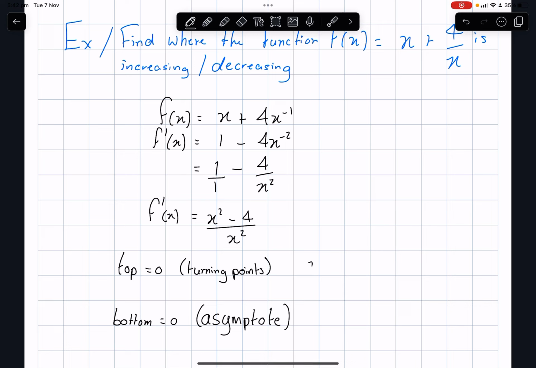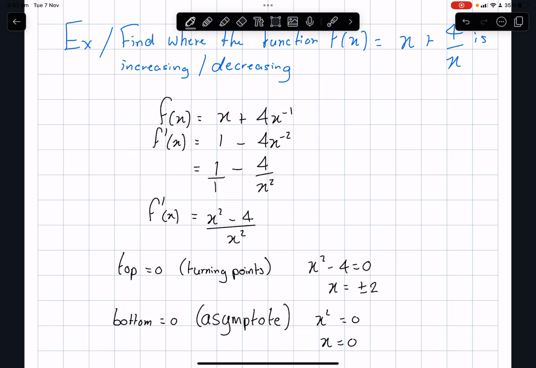So on the top, I've got x squared take 4 equals 0. Now you can do this two ways. It's a difference of two squares, or you could add 4 to both sides, take the square root plus or minus the square root of 4. Either way, it doesn't really matter. We're going to get x equals plus or minus 2. And to solve x squared equals 0, x has to just be 0.